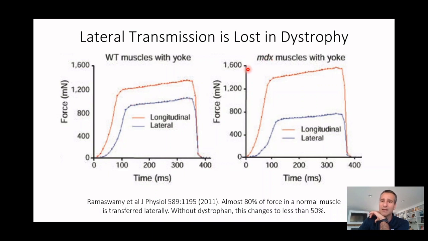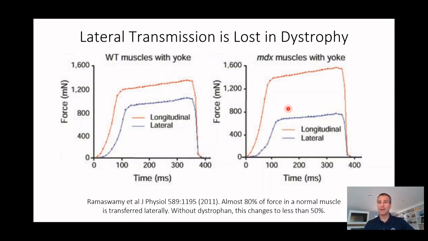Now if we go to the MDX mice muscles that have no dystrophin in them, now what we see is we're losing a whole lot more of the force. So we're going from about 14 to 1500 down to about, so here we're only transmitting 50% of the force. So if you don't have dystrophin, you just don't transmit force laterally as well as when you do have dystrophin.